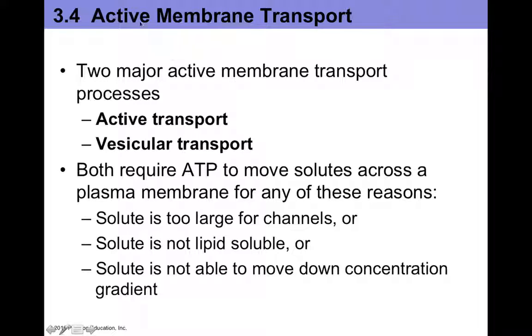Okay, in this video we're going to talk about active membrane transport. Remember, with active transport, this is one that requires ATP to move substances or molecules across the membrane. And there's basically two major types of active membrane transport. We just have active transport in general, and we'll differentiate between the subtypes of this. And vesicular transport, which is still considered active membrane transport because it requires ATP to move vesicles across the membrane and within the cell. So both these require ATP.